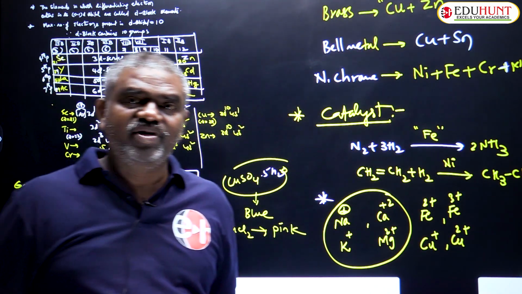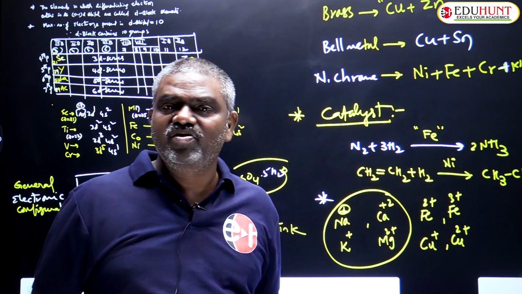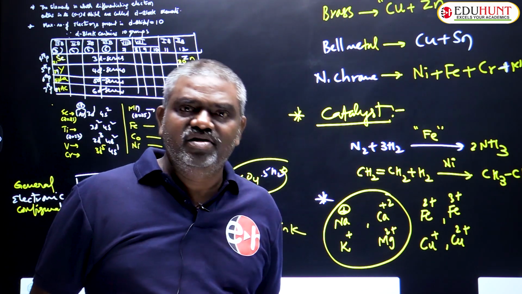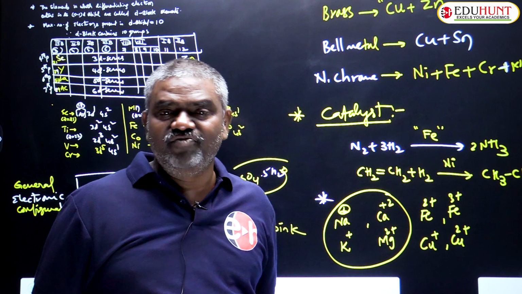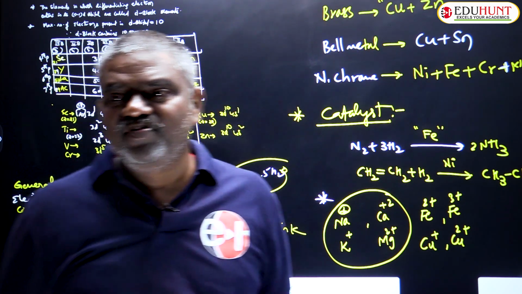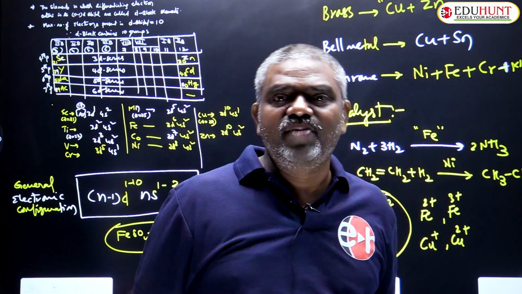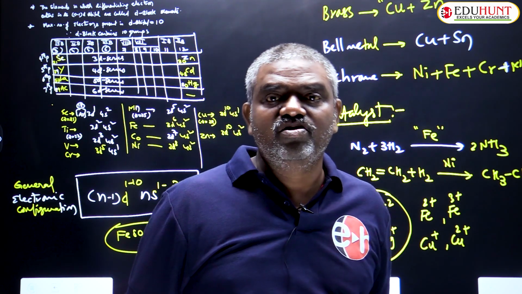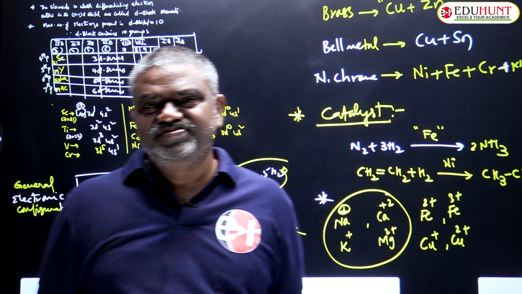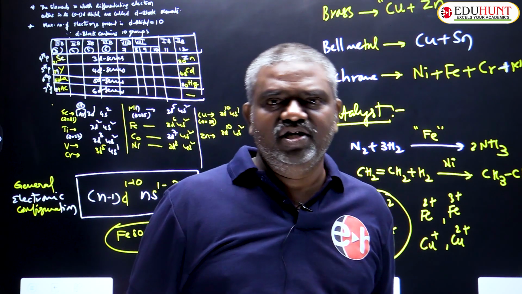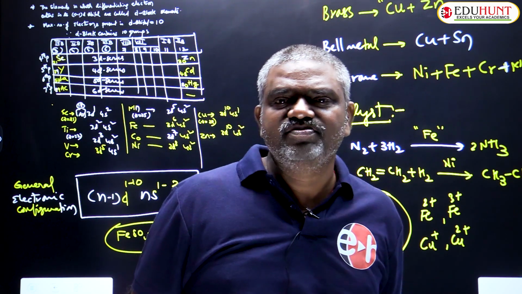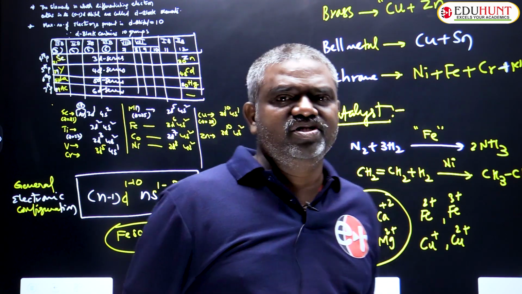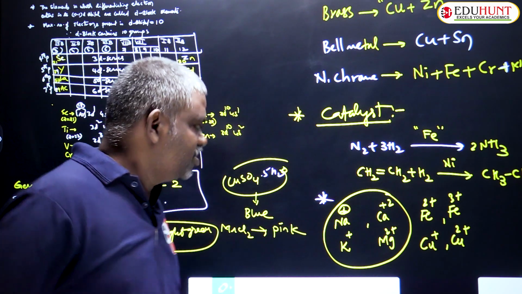And if you take vitamin B12, it is also a complex compound. What is the metal present in vitamin B12? Cobalt acts as the central metal. It is also a complex compound. So D block elements form complex compounds. That completes D block.